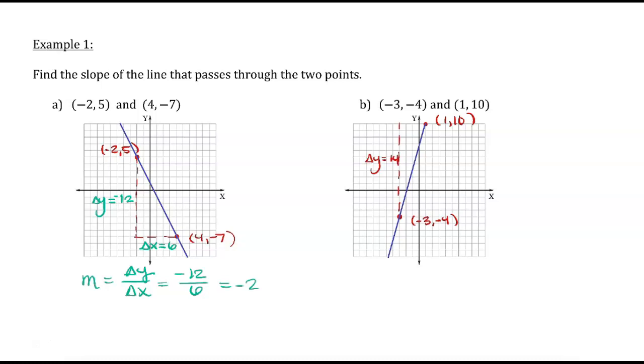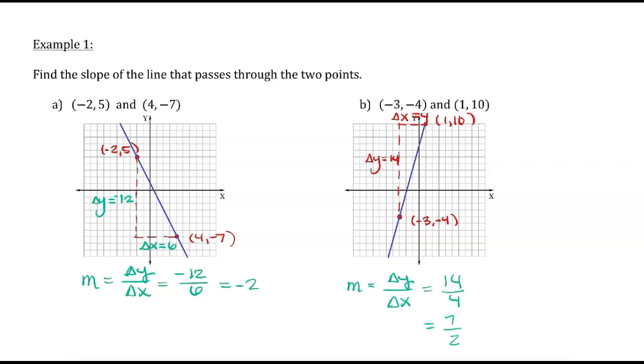To go from an x value of -3 to +1 is a change in the positive direction of 4. So delta y is +14 and delta x is +4. That means that the slope is 14 over 4, which simplifies to 7/2.